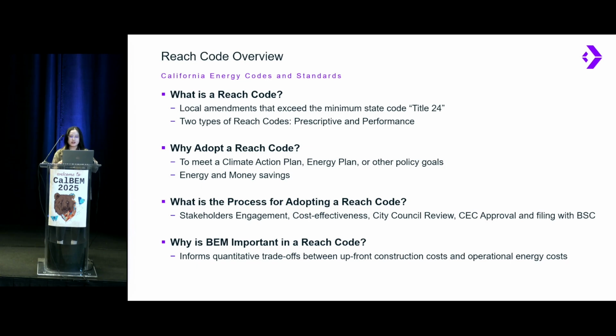Lastly, why is BEM important in reach code? Building energy modeling plays a critical role in developing effective reach codes. It provides the analytical foundation needed to design and evaluate different energy efficiency measures or measure packages, and also to quantify the trade-off between the upfront costs as well as the long-term operational energy savings.